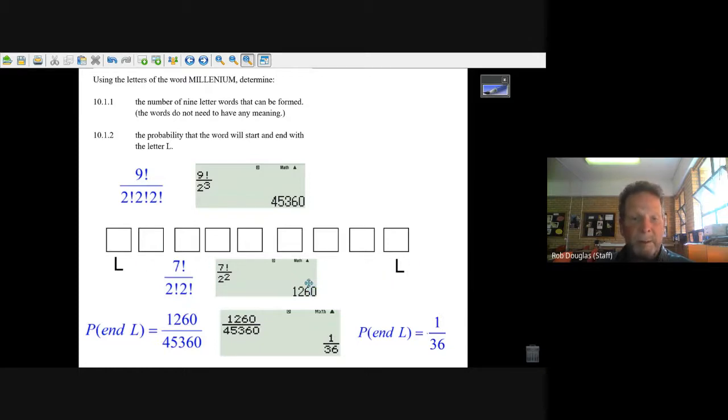But now, what's the probability that the word will start and end with the letter L? Well, if it's all randomly generated, you take the number of ways it can happen, 1260, over the total number of ways millennium can be arranged. So 1260 divided by the 45,360, and you get 1 out of 36. And that's it.